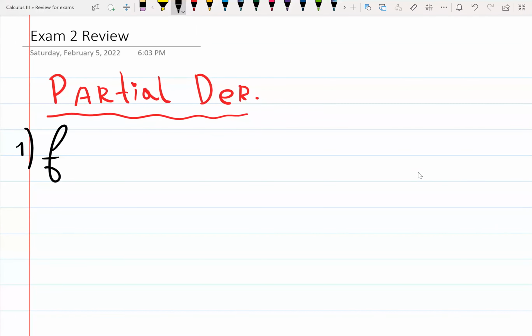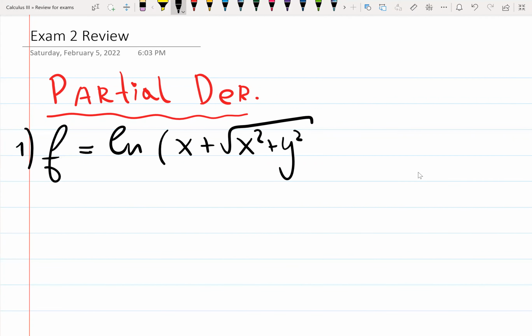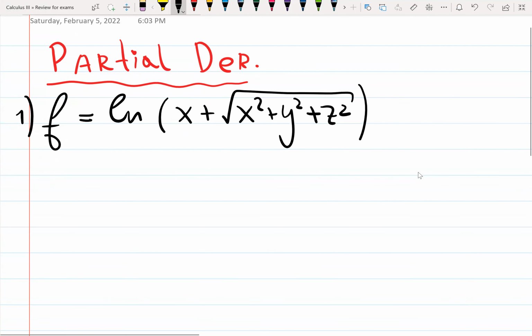Example number 1: f of x is the natural log of x plus the square root of x squared plus y squared plus z squared. Good. And then they're going to ask you on the exam, you will have like 3 or 4 questions, I think 4, about partial derivatives. So prepare all of them, including chain rule and not chain rule. This is not chain rule here.